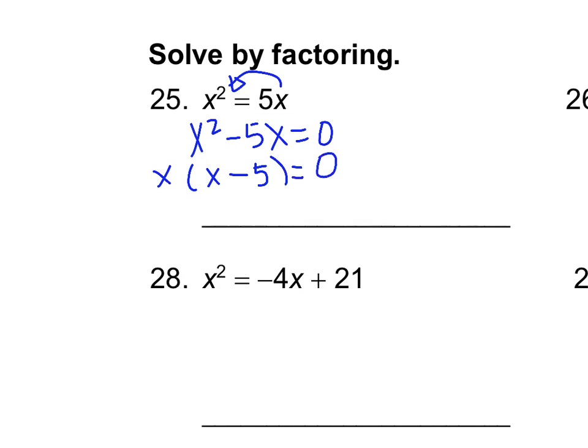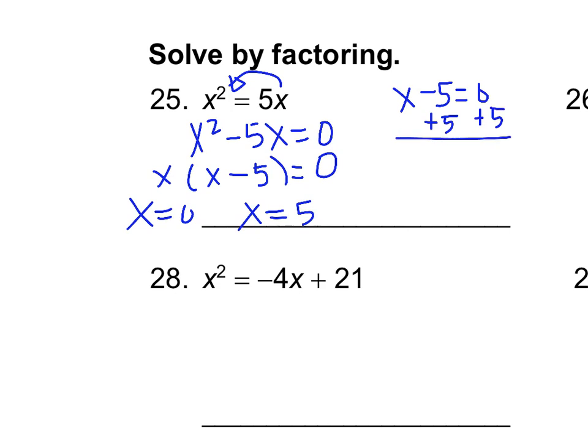My first one is x equals 0, because as you can see, x equals 0. For our second one, x minus 5 equals 0. If I solve that, I'm going to get x equals 5. Now, if you need to see the work for that, it looks like this, and you add 5 on both sides. So that means x equals 5.